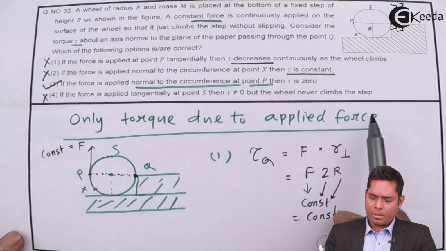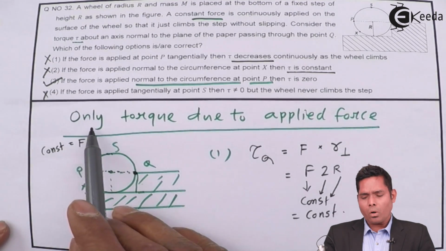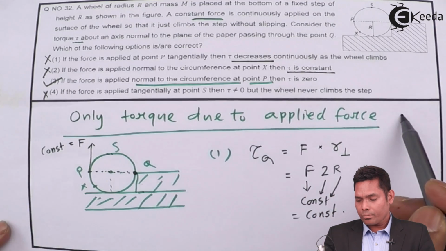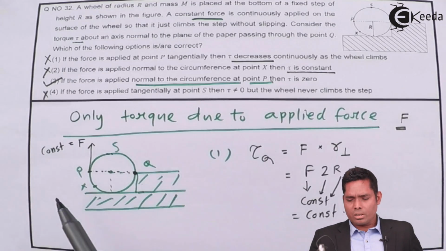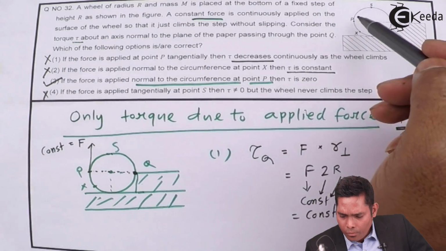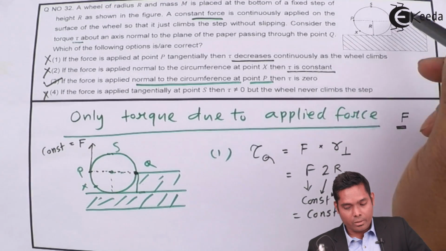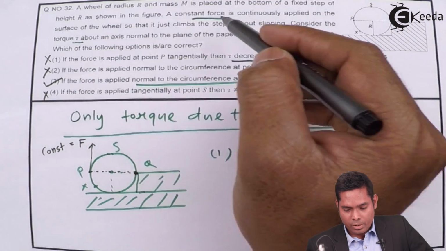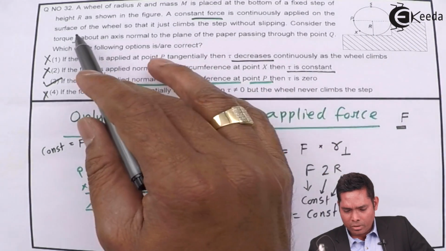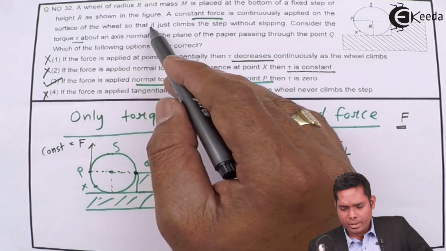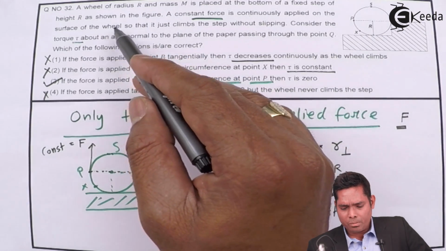What we have discussed so far, we have considered only the torque due to the applied force F. We have not taken into consideration the gravitational force acting on the wheel, because it is not clear which force the question is talking about. A constant force is continuously applied on the surface of the wheel so that it climbs. Constant force talks about the force only that makes it possible to climb.